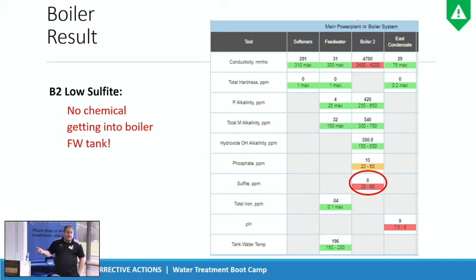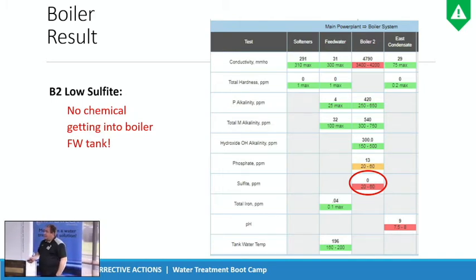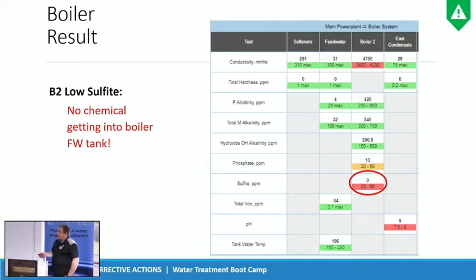I guess, yes, in theory, it could be the controller, maybe a relay valve failed, or it depends on how they're physically adding the chemistry. But at least as a minimum, you know that the boiler itself is not getting any chemistry going in. And then the other one is the high conductivity.